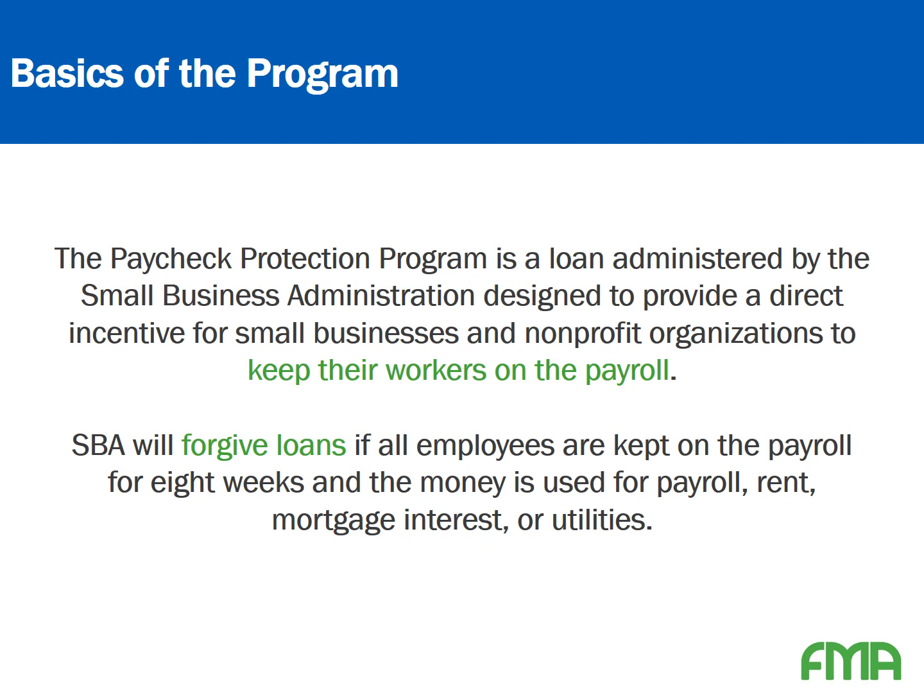The Small Business Administration will forgive the Paycheck Protection Program loans when employees are kept on the payroll for 8 weeks, and the money is used for payroll and other important expenses: rent, mortgage interest, and utilities.